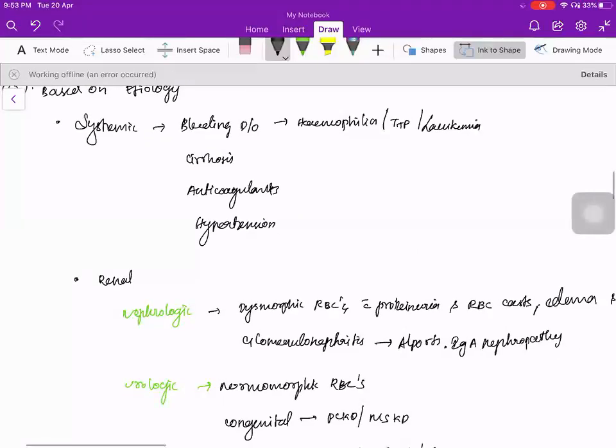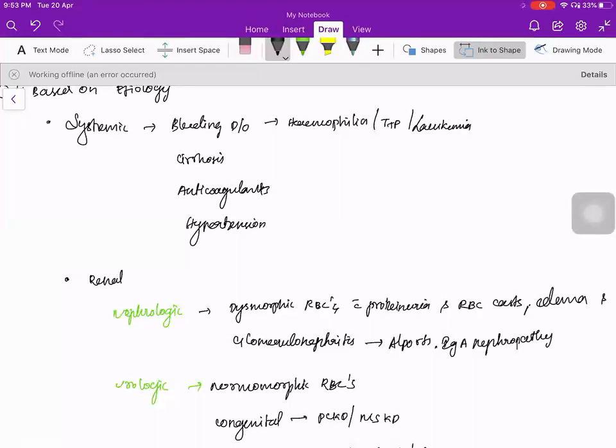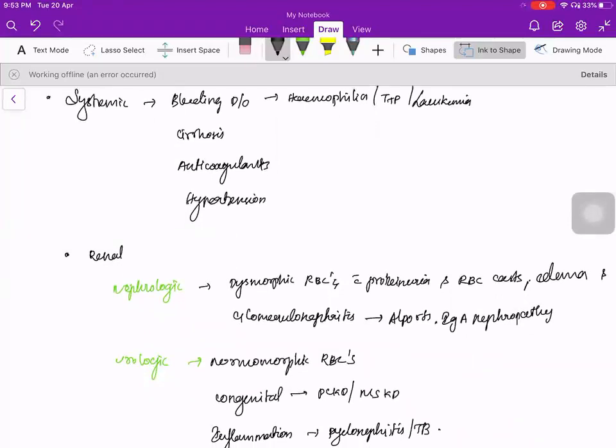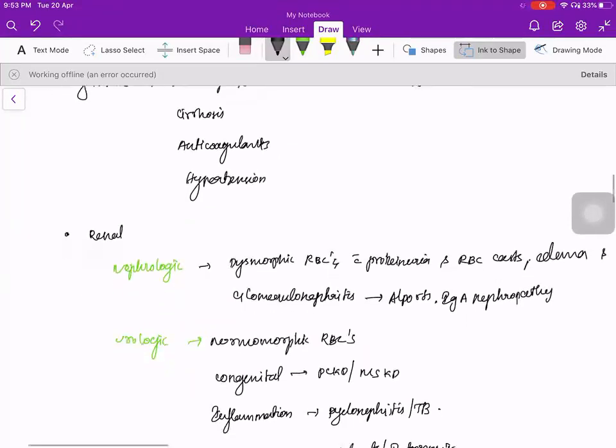What are all the causes? This means systemic causes. Mostly it can be due to bleeding disorders, especially hemophilia or thrombocytopenic purpura, thrombotic thrombocytopenic purpura, or it can be one of the manifestations of leukemia. Other causes are cirrhosis, patients using anticoagulants, and sometimes systemic hypertension.